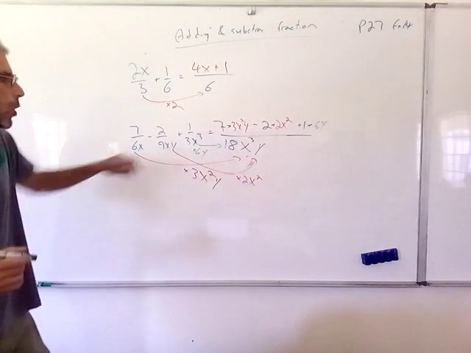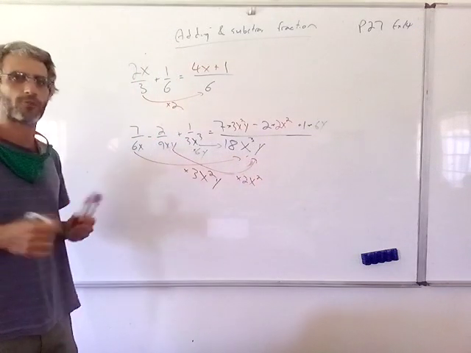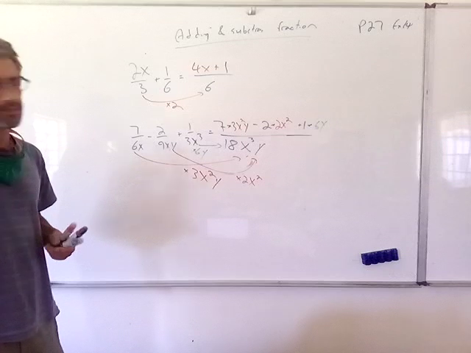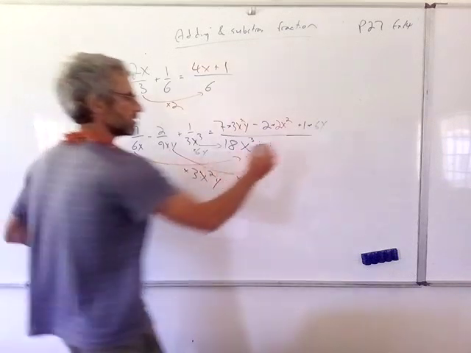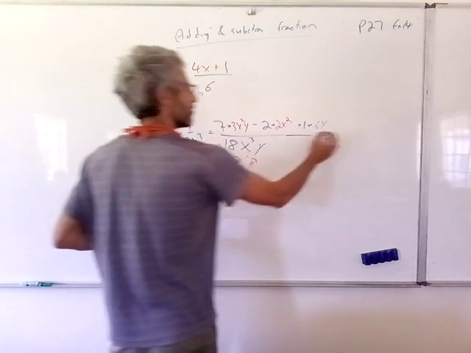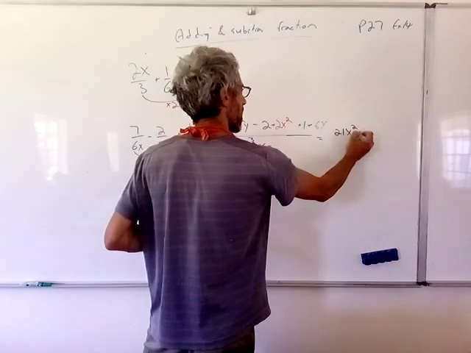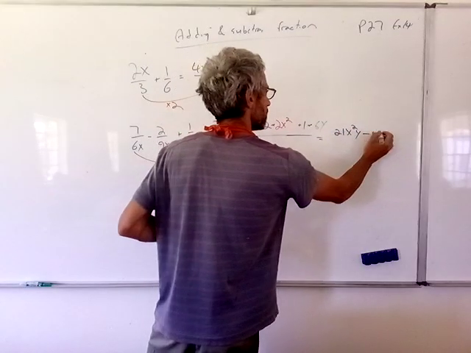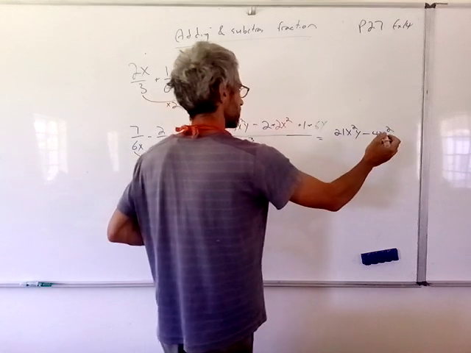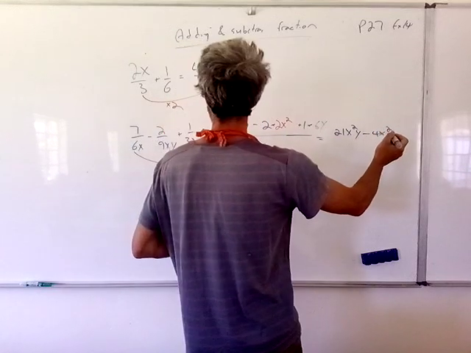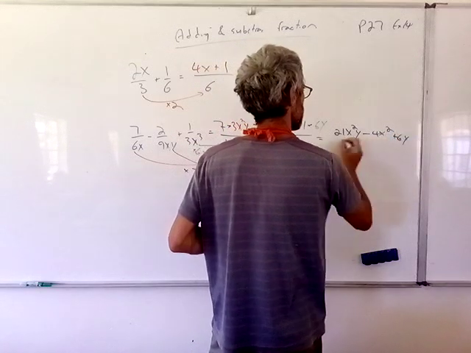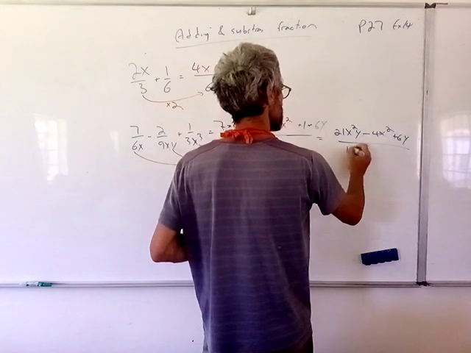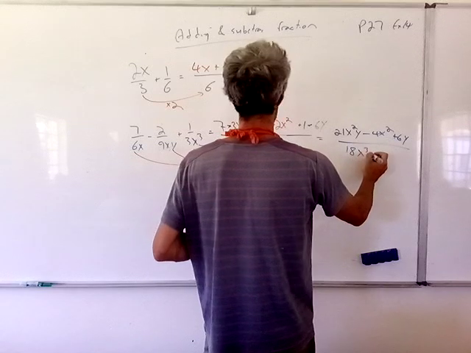You don't need to write all these things. I'm just showing it to you once. These things we normally do in our head, but you can write it if you want. So now I've got 7 times 3, 21x squared y, minus 4x squared, plus 6y, divided by 18x cubed y.